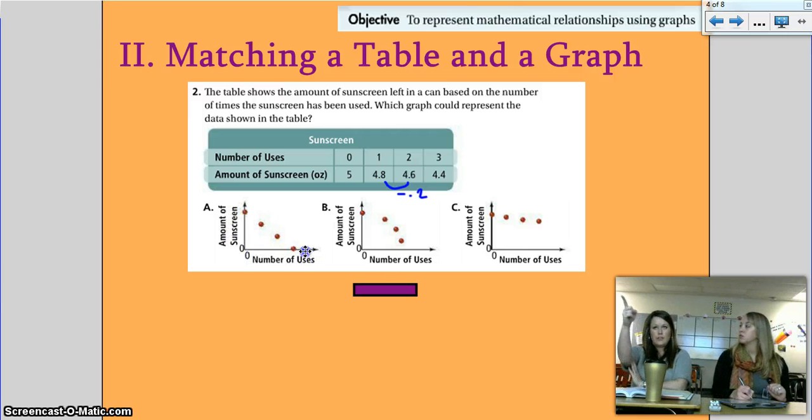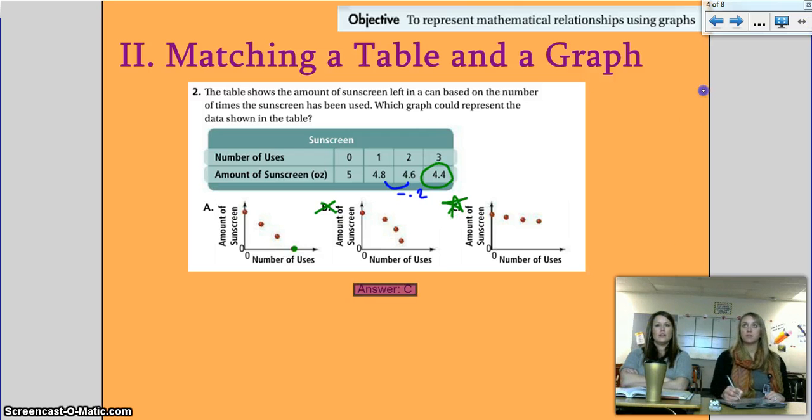I also see that C is a constant rate of change. So B's out, because that is not a constant rate of change when it curves. When I look at A, since that's what I picked, I see that I start here and then I end with my bottle empty after 3 uses, or 4 uses. It's probably not right, because it tells me at the end I should have 4.4 ounces left, and I started with 5. That's not very much gone. So C is our answer.